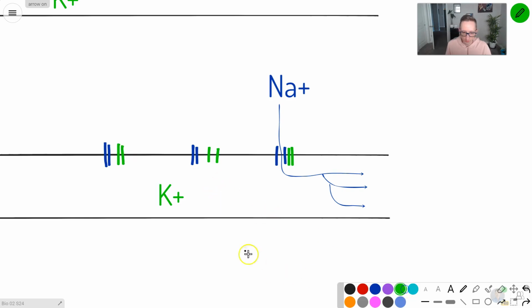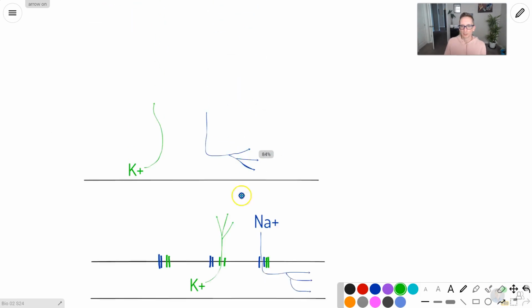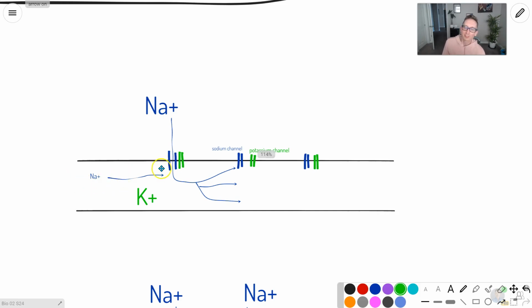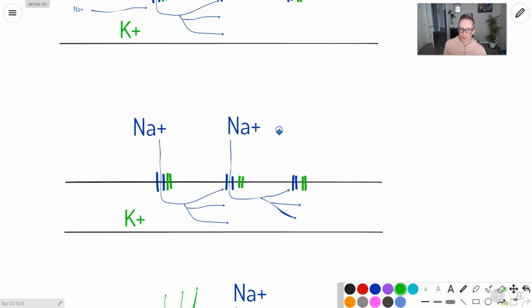And I'll walk through this once we finish drawing it out. And then this will open, like so. Okay. And that process just continues on. I'll write down what happens here to summarize this. When sodium gets near a sodium channel, it opens it up, and then sodium can rush in and open up the next sodium channel. You can see that here. Sodium rushes in, opens up the next sodium channel, and so on and so forth.